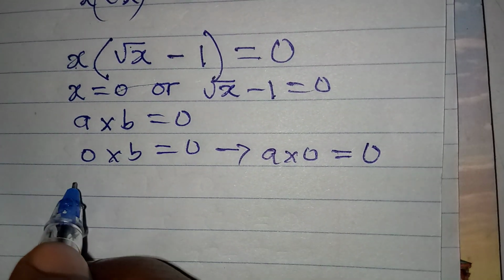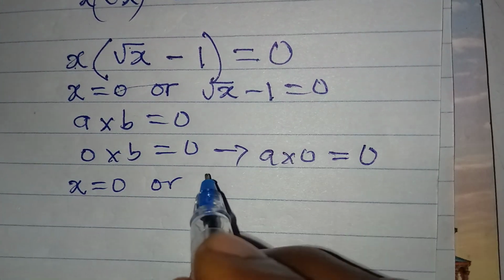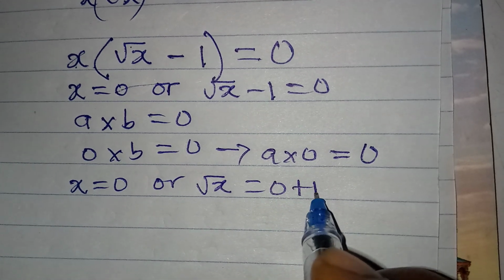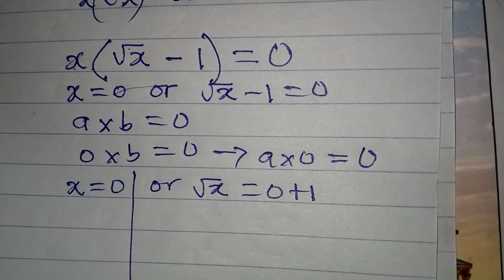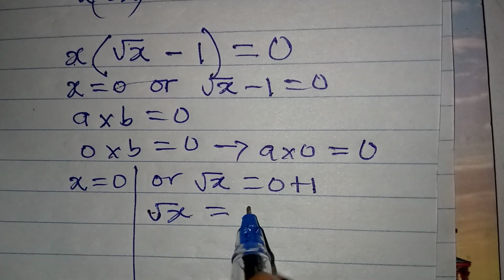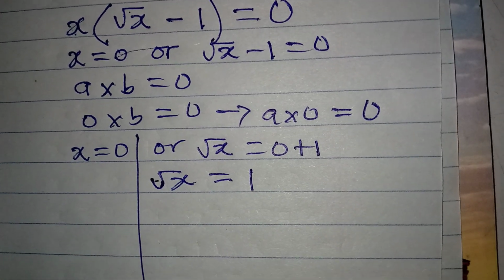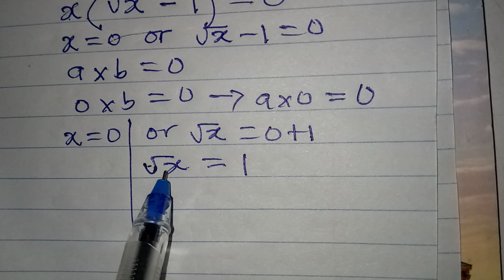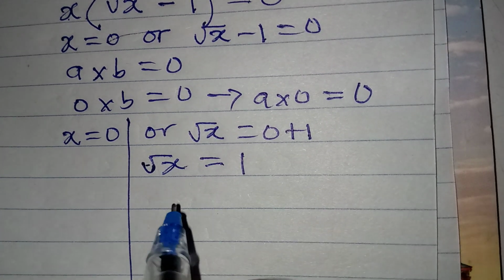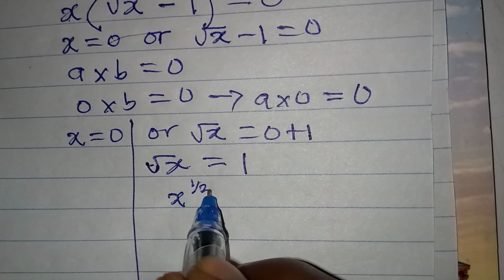So from here now, our x remains 0, or on this side, square root of x will be equal to 0 plus 1. X is already 0, so let me continue with this. Okay, so square root of x is now equal to 1, right? But then the next target on my mind is, how do I eliminate this square root? I can eliminate that by squaring both sides. Remember, square root of x is x to the power of 1 over 2.